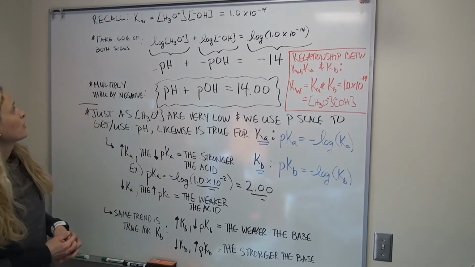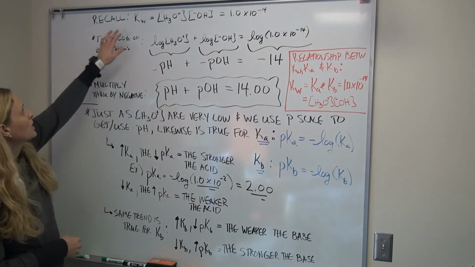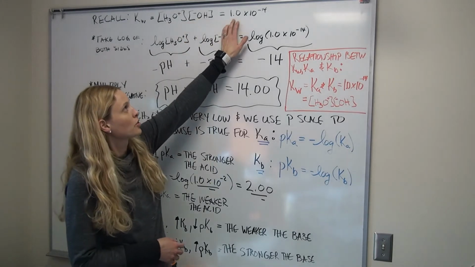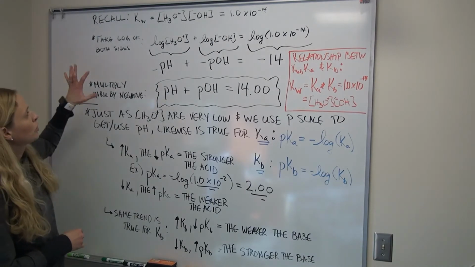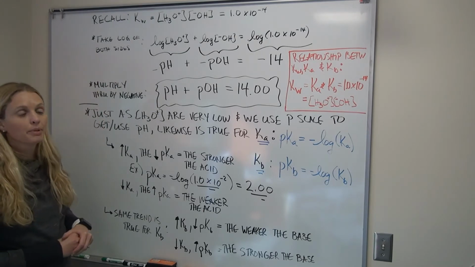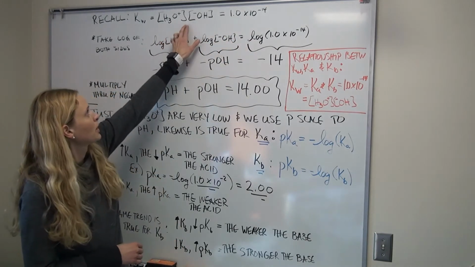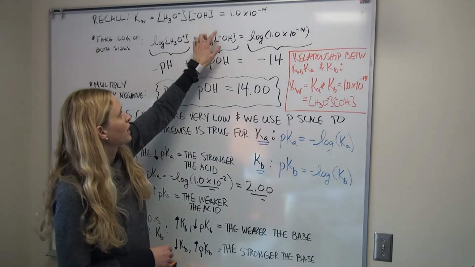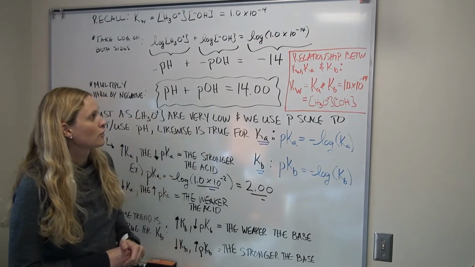Okay, so as we are developing how pKa is related to pH, first I want to recall what Kw is equal to. Kw is equal to the H3O+ concentration times the hydroxide concentration, which is equal to 1.0 times 10 to the minus 14th. If we do a little derivation of this, we take the log of both sides of this equation. When you multiply two things and you take the log of them, you add them. So the log of H3O+ plus the log of the OH- concentration is equal to the log of 1.0 times 10 to the minus 14th.